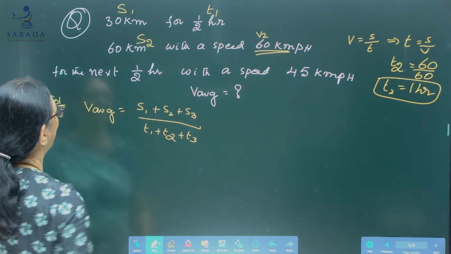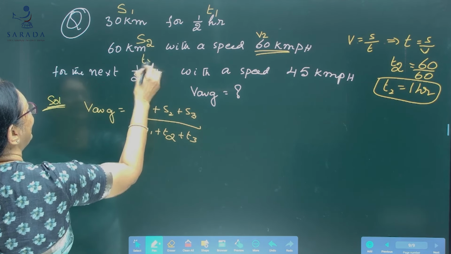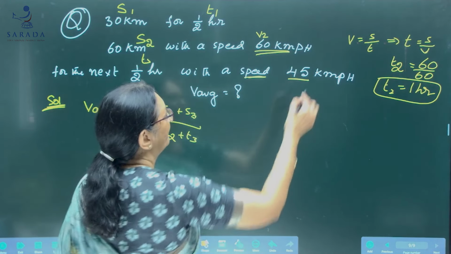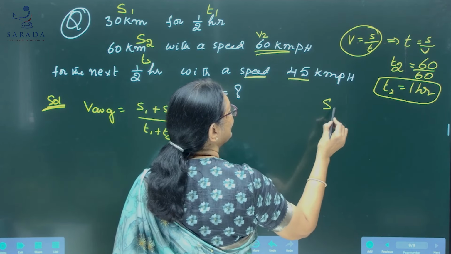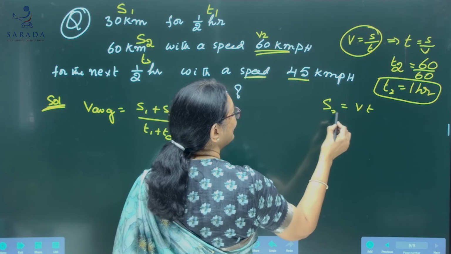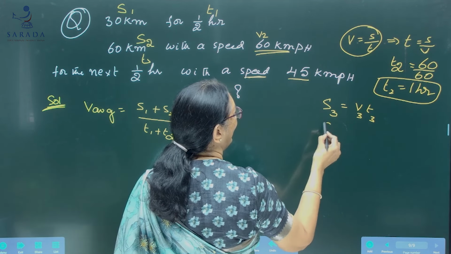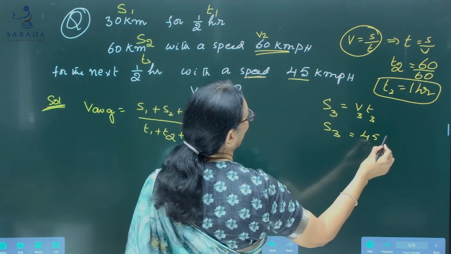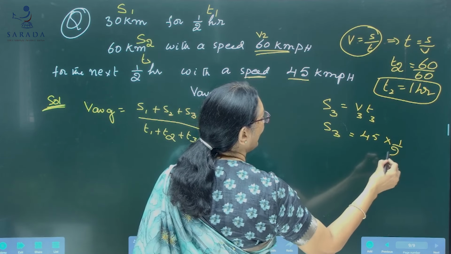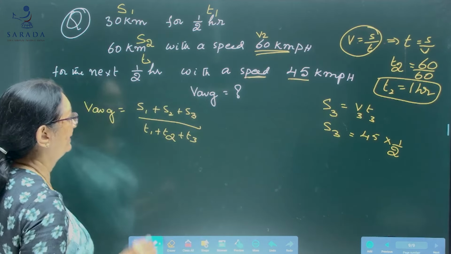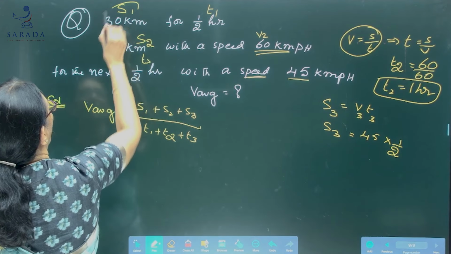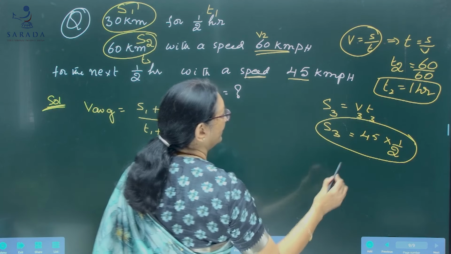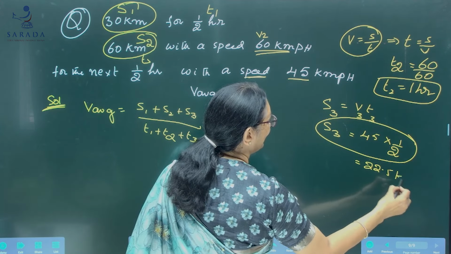Now, coming to the data. Next half hour, T3 is given with a speed of 45. So, S3 is missing. But from the same expression, S is equal to Vt, or S3 is equal to V3 T3. Implies S3 is equal to V3, which is 45 km/h, and time is half an hour. So, here S1 is 30, S2 is 60, S3 is 45 by 2, that is 22.5 kilometers.